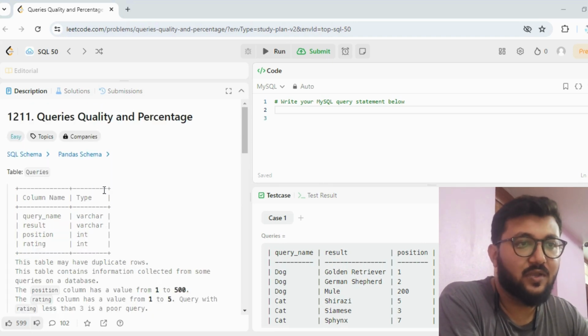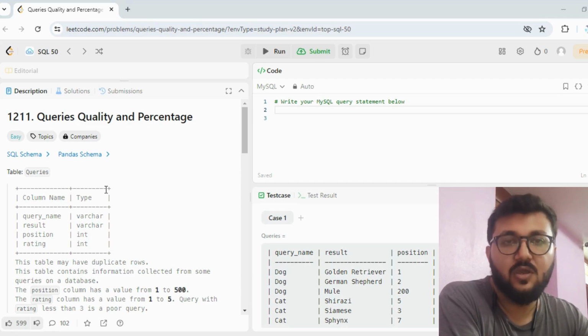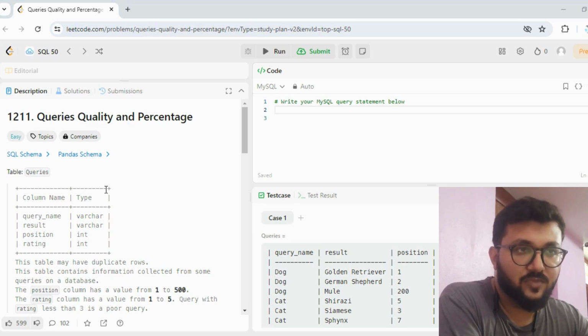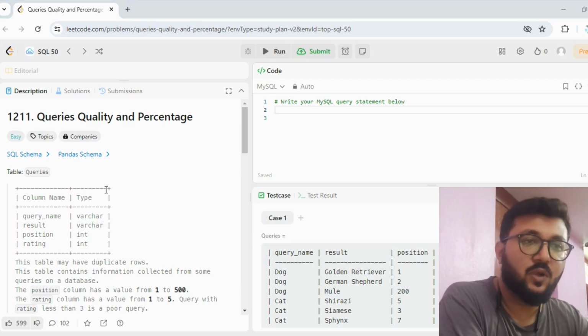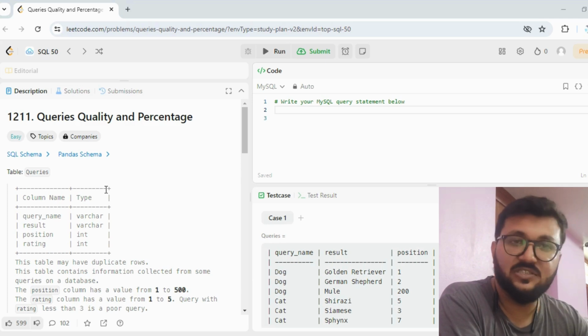Today we are going to solve another interview-level SQL question, that is, query quality and percentage. This question is present on LeetCode. We are going through all the questions on the SQL 50 interview preparation list on LeetCode. So let's come to question number 1211 on aggregation functions, query quality and percentage.